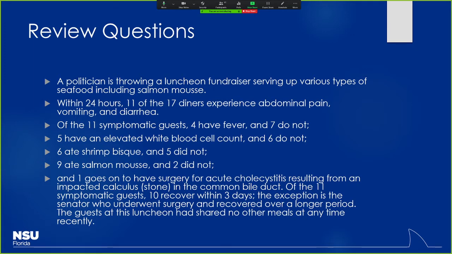And then within 24 hours, they find that 11 of 17 of the people eating there experience abdominal pain, vomiting, and diarrhea. Of the 11 symptomatic people, 4 had fever and 7 did not. 5 had an elevated white blood cell count, 6 did not. 6 ate a shrimp bisque and 5 did not. And then 9 ate the salmon mousse and 2 did not. One of them actually ends up going on to surgery.